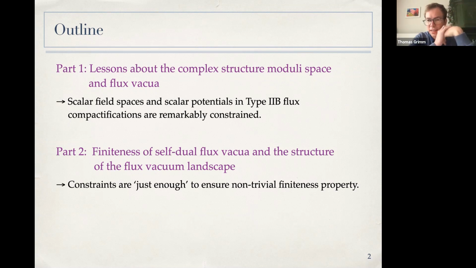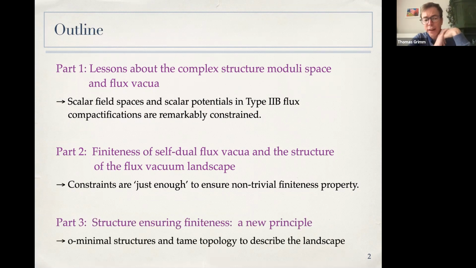If you look at the proofs, it's quite amazing that the structure, or the information, is just enough to ensure finiteness. It doesn't have to be there. It's not a simple argument. It's a very non-trivial argument, but it just works out fine. And finally, I want to tell you about the tameness of the landscape and promote it into a principle.